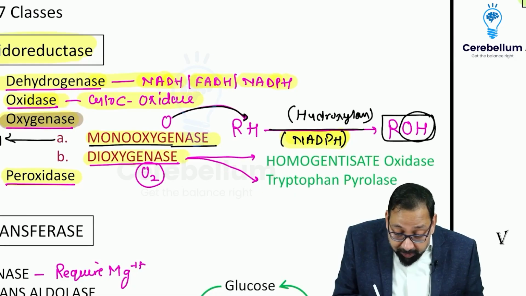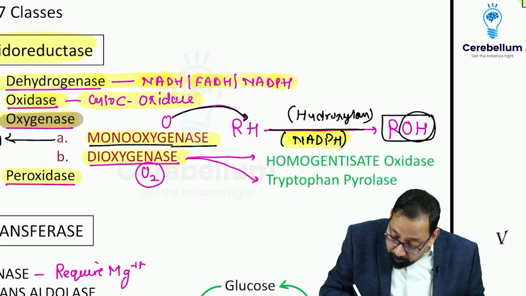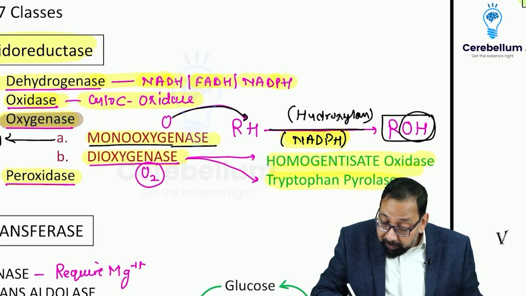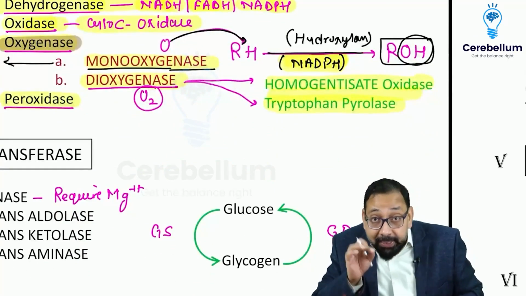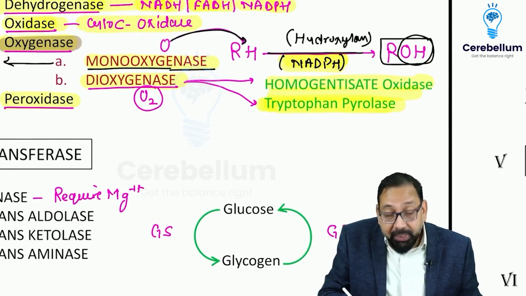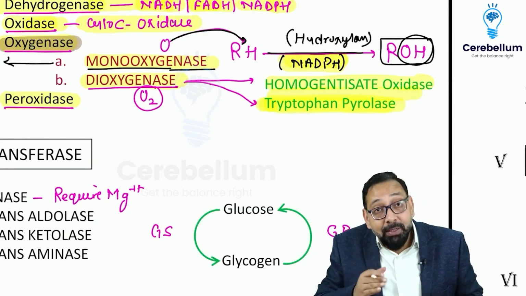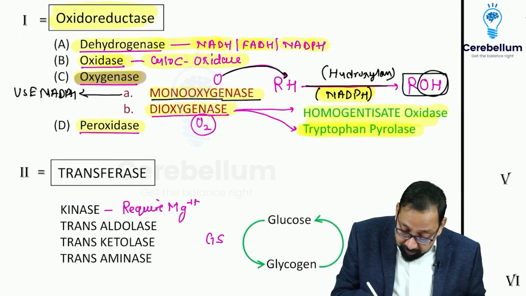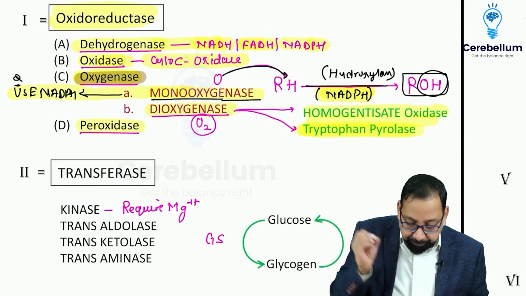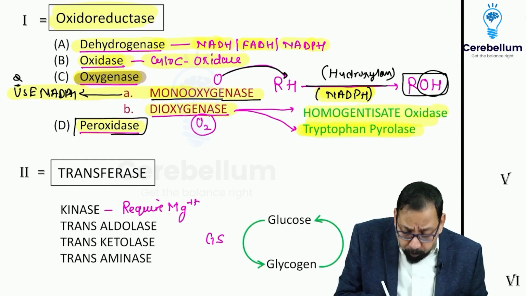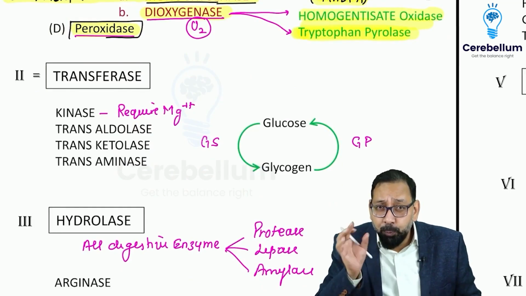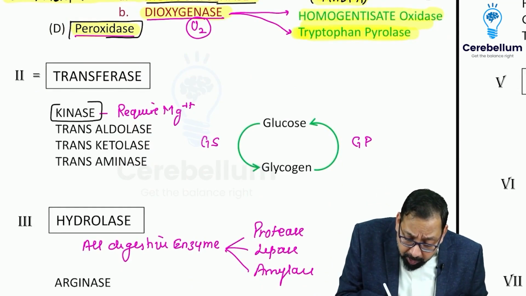Examples of dioxygenase are homogentisate oxidase and tryptophan pyrrolase. Point it out, they are misnomers. Actually, homogentisate oxidase, the latest name is homogentisate dioxygenase, and tryptophan pyrrolase, the latest name is tryptophan dioxygenase. So these are examples of dioxygenase. Oxygenase, monooxygenase uses NADPH. Question is asked. And last, peroxidase. Now we come to transferase. Transferase transfers a group.